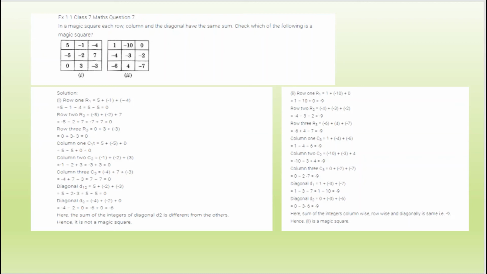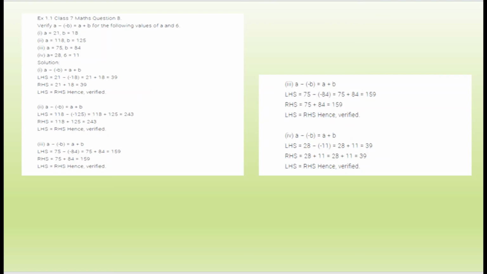As shown here in the solution, only at one diagonal the answer is varying; everywhere else we are getting 0. You can see 5 minus 1 minus 4 equals 0, and in the remaining columns we are again getting 0. But for diagonal 2, we are not getting 0; rather we are getting -6. So the sum of the integers in diagonal 2 is different from the others, so it is not a magic square. Similarly, you can solve the second part.